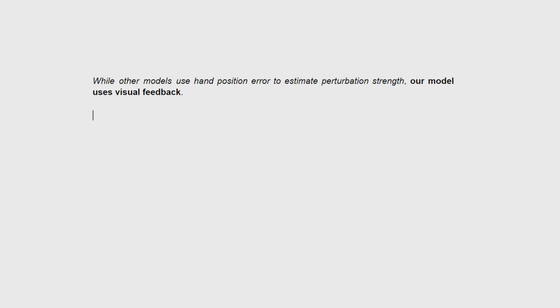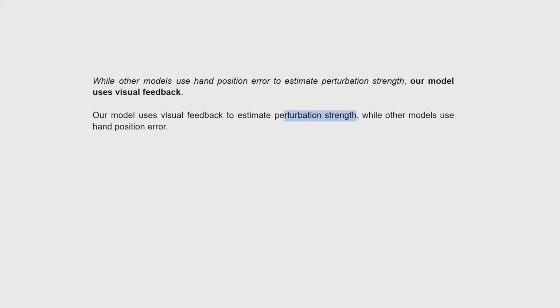So let's see what happens if we change this. We move the main clause to the beginning. Our model uses visual feedback to estimate perturbation strength, while other models use hand position error. So now we have the information about our model that uses visual feedback in the beginning, which is also the main clause. So it has some emphasis, but now because this is at the end, it also has emphasis. So there's a struggle now. Which is the more important information?